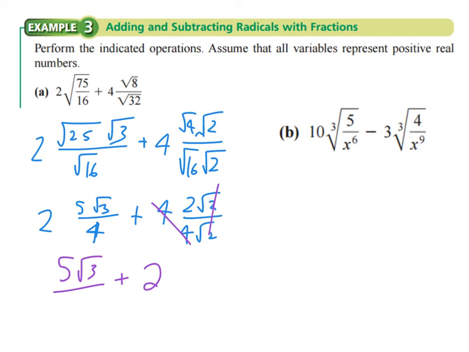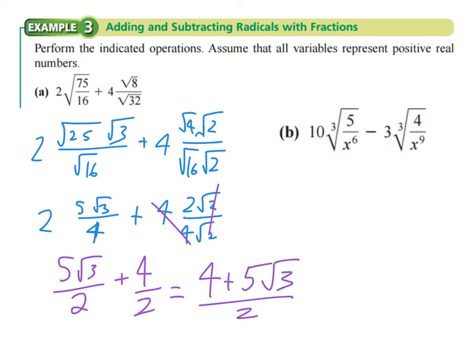This 2 kind of looks like a z, so redo that. If you wanted to, again, this 2 you could think of as 4 over 2 and add to here. I don't really necessarily see the need for that since it can't be combined, but you could do that. So again, this 2 is the same as 4 over 2, and so then you could have 4 plus 5 square roots of 3 all over 2. I guess either way there I think would be fine. I don't feel that you necessarily need to go to this point with this, but you could.